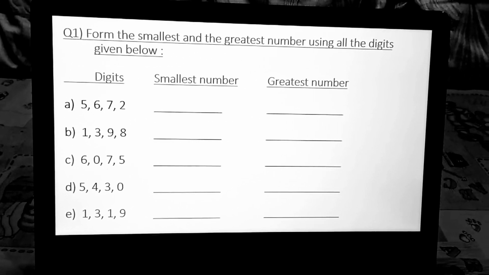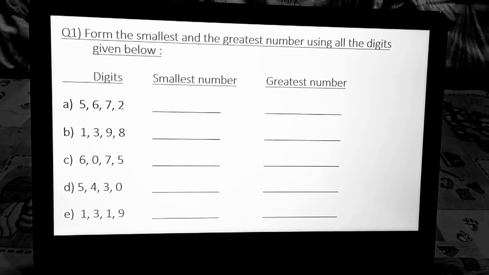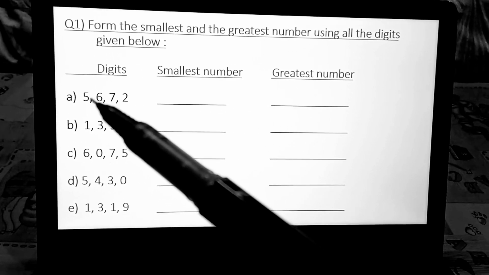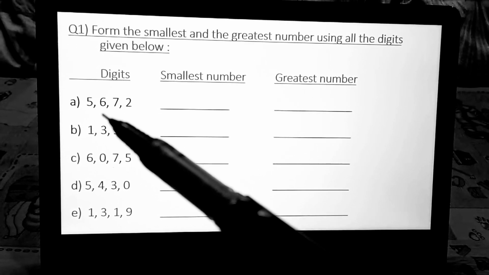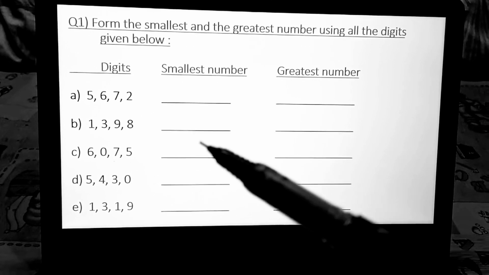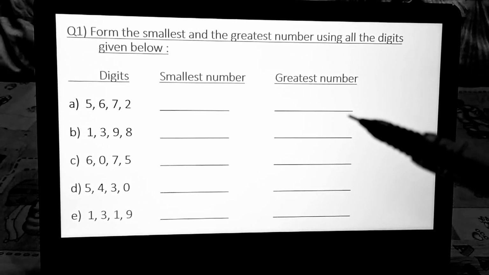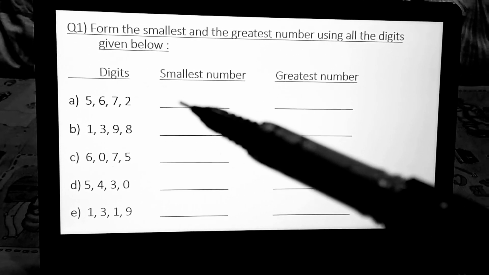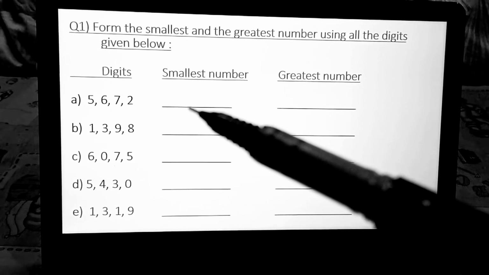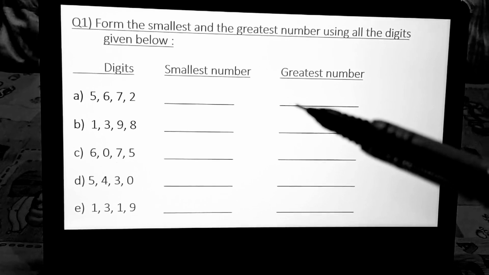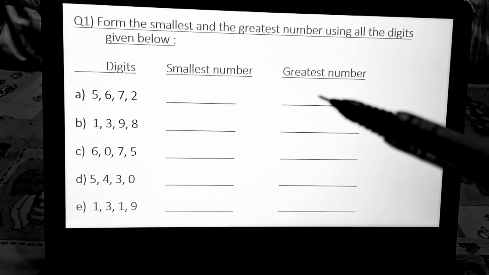Here form the smallest and the greatest number using all the digits given below. Here children, digits are here 5, 6, 7, 2, and you have to form the smallest number, and at the same time you have to form the greatest number. So when we have to form the smallest number, we will arrange in ascending order. Greatest number you arrange in descending order.